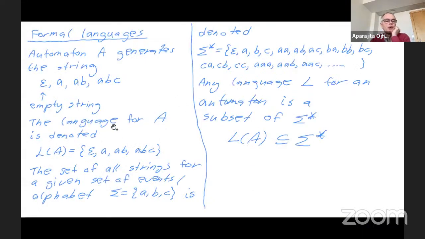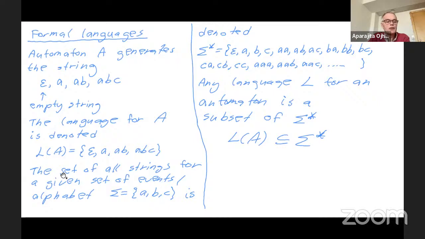The language for an automaton is then denoted by the set of strings that are generated by this automaton, and we call that then the language of the automaton, L of A. And in this example, it's then the set of strings epsilon, A, AB, ABC.